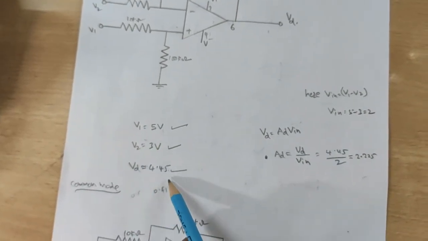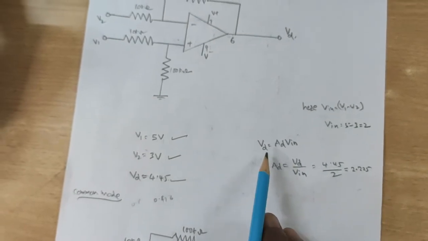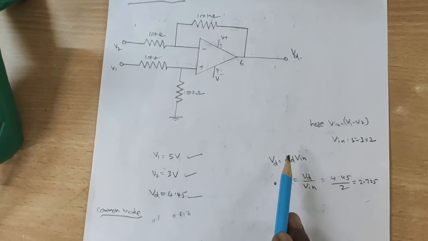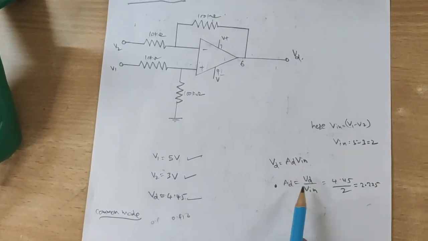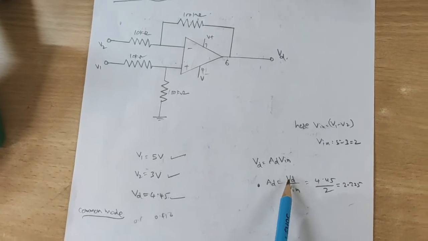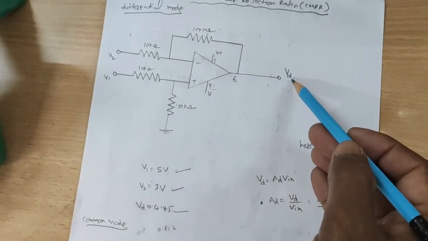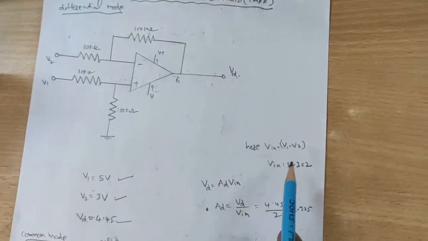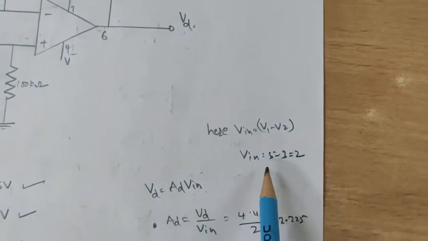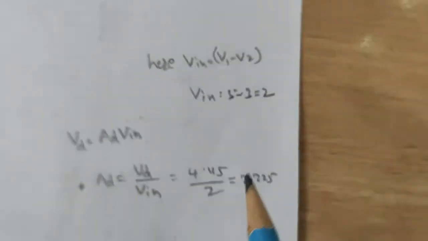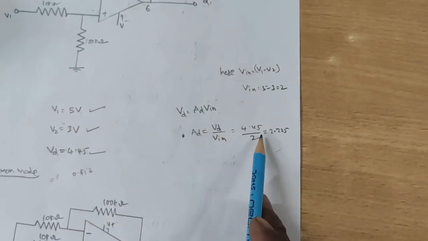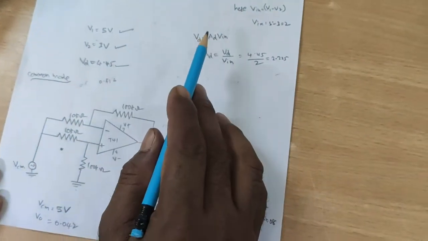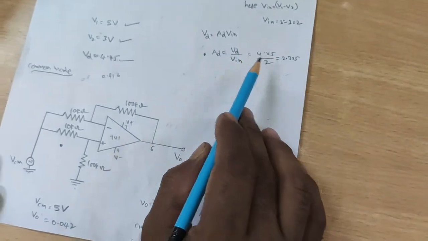The VD equals 4.45. The formula is VD equals AD into VIN, where AD is the differential mode gain. AD equals VD by VIN. VD is the differential output voltage, 4.45. Here VIN equals V1 minus V2, where V1 is 5 volts and V2 is 3 volts, that is 5 minus 3, 2 volts. The AD gain equals 4.45 by 2, that is 2.225. This is the differential mode gain.